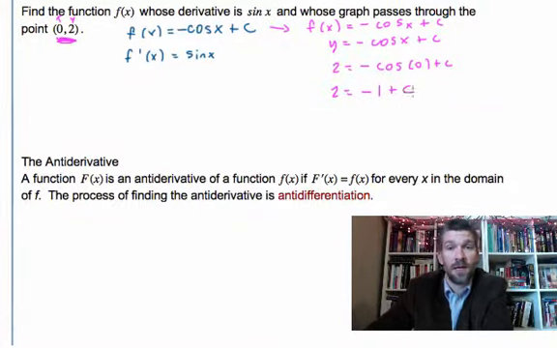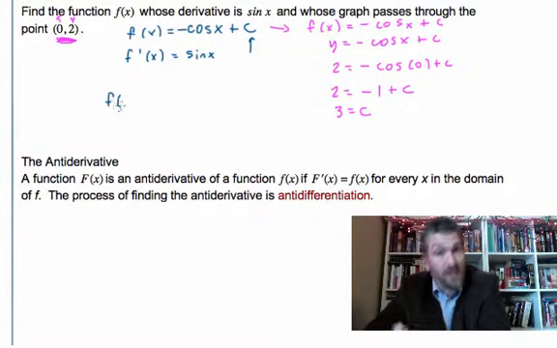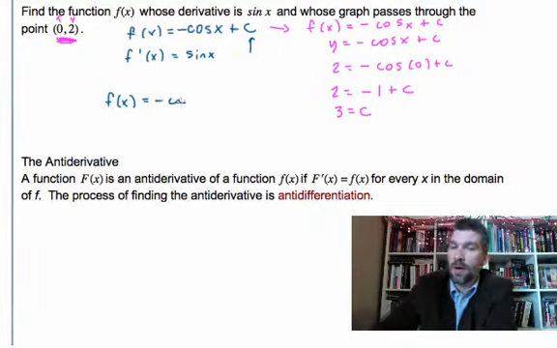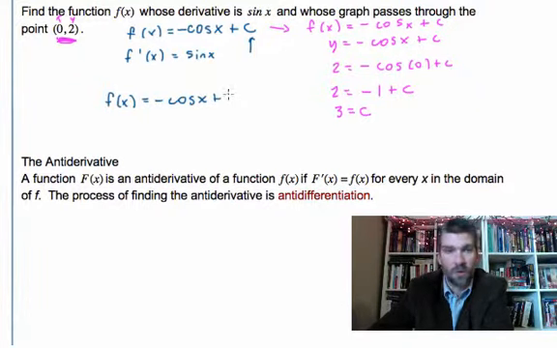So the cosine of 0 is 1, so I'm putting a negative in front of that. That's negative 1. And the y value is 2, so I have 2 equals negative 1 plus c. When I do that, I end up with c being equal to 3. So this gives me my original function, negative cosine x plus 3. That's how it works. Pretty cool. And don't forget plus c. That plus c part is key to the whole situation.